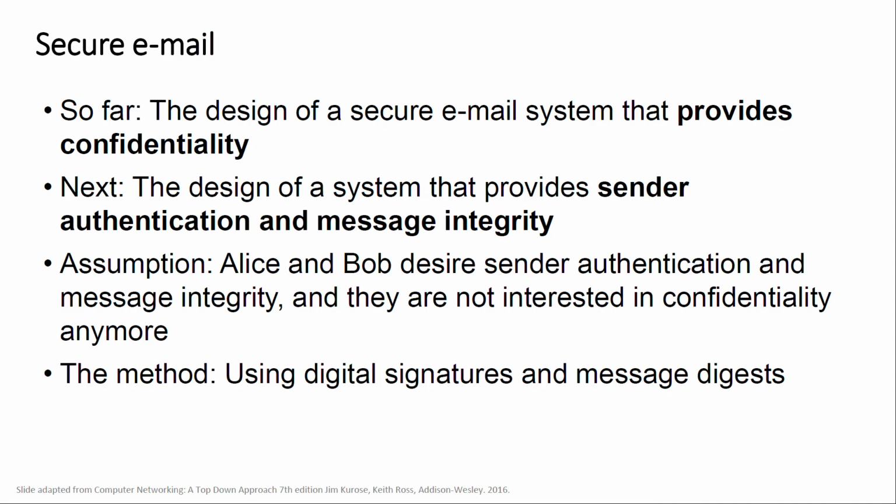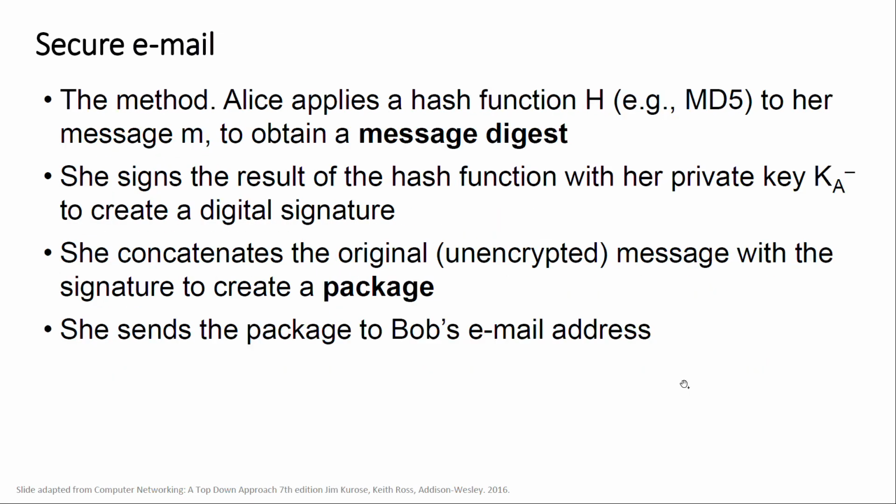So the assumption is as follows. Alice and Bob desire sender authentication and message integrity, and they are not interested in confidentiality anymore. The method is as follows. We will use digital signatures and message digests, in other words, hash functions. Alice applies a hash function h. In the slides it says, for example, MD5, but anything older than SHA-2 would not be secure. So Alice chooses a secure hash function like SHA-2 and takes the hash of her message and obtains a hash of it, or message digest.